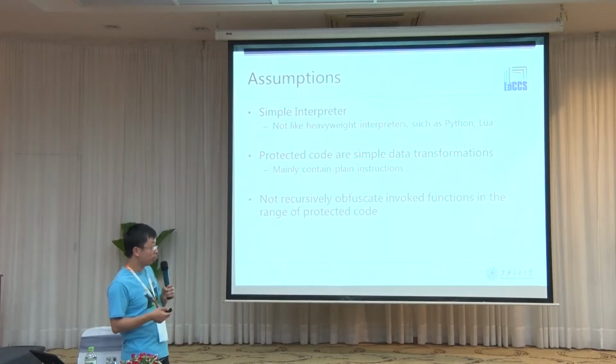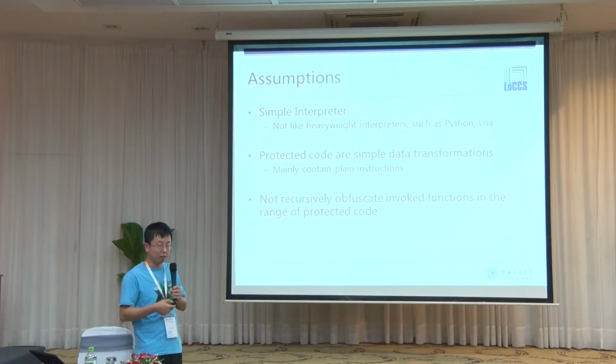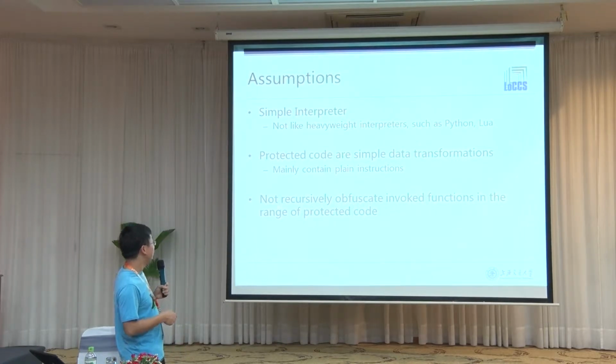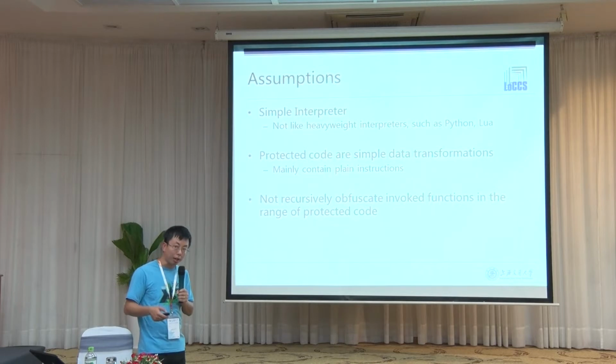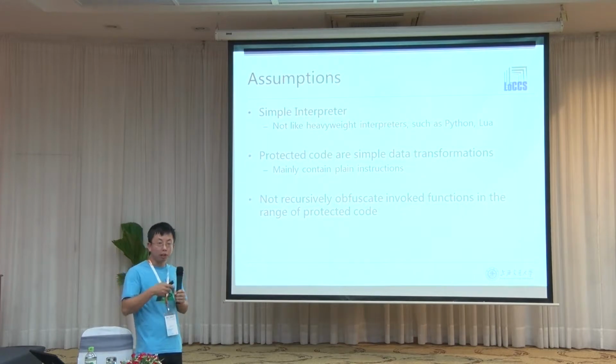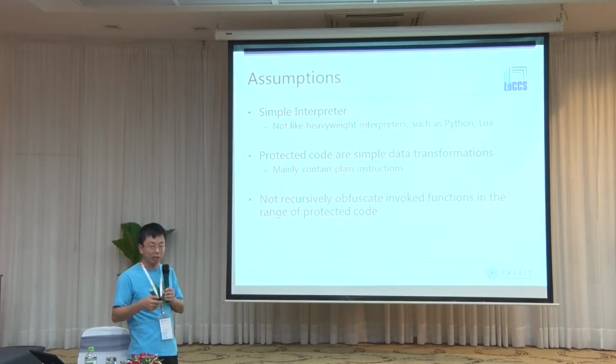Complex threat model, the protector will face some compatibility issues. And the obfuscation may not recursively invoke functions in the range of the protected code. That is to say, the execution is straightforward. It cannot use the obfuscated code to again obfuscate itself.